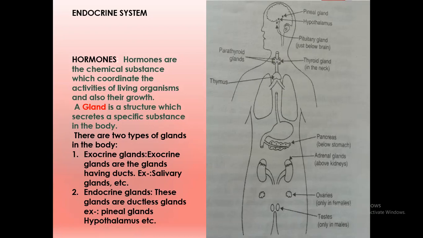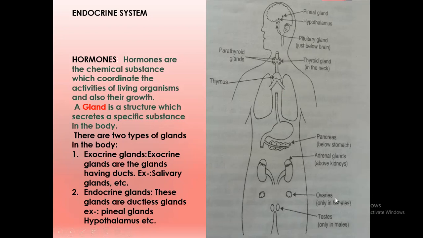After the thymus gland, next is the pancreas. This pancreas is situated below the stomach, and it secretes insulin, which controls the sugar level in the blood. These are the adrenal glands. These glands are situated above the kidneys, and there is a pair of adrenal glands. The adrenal gland secretes a hormone known as adrenaline, which is responsible for mood swings. Means this will control excitement and other factors.